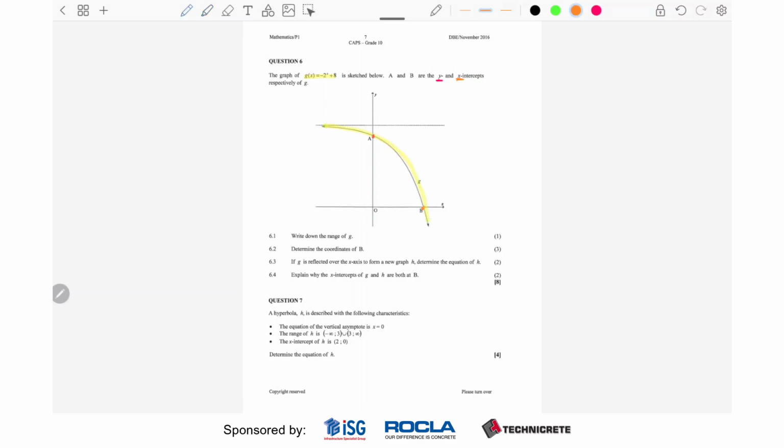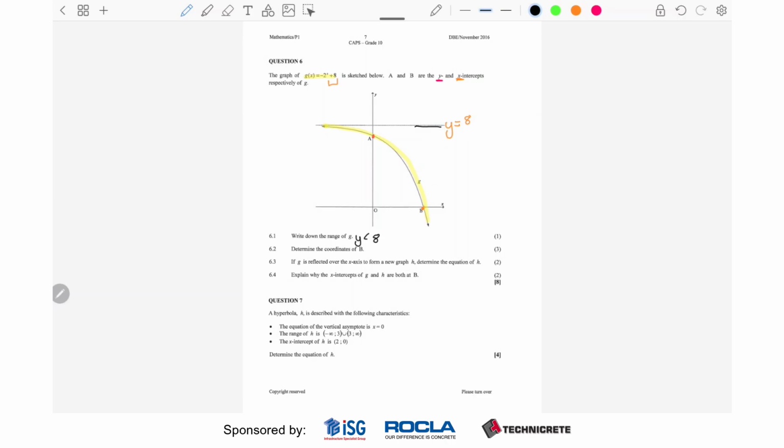Okay. And remember, since this is an exponential graph, we have an asymptote here, and we always know the value of the asymptote is this part here. So it'll be y is equal to 8. Now they want us to write down the range of g. Since they're talking about the range, we know they're talking about y values. Therefore, y can only be less than 8, since it can't go above this asymptote here.